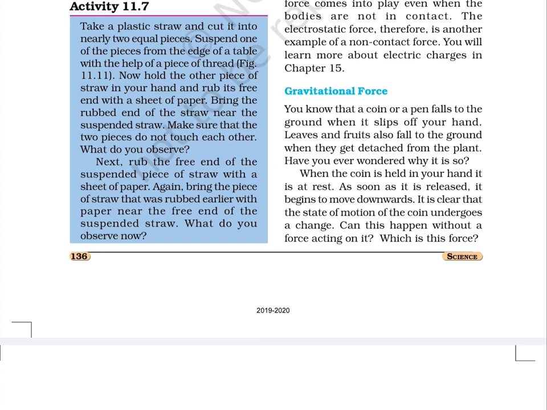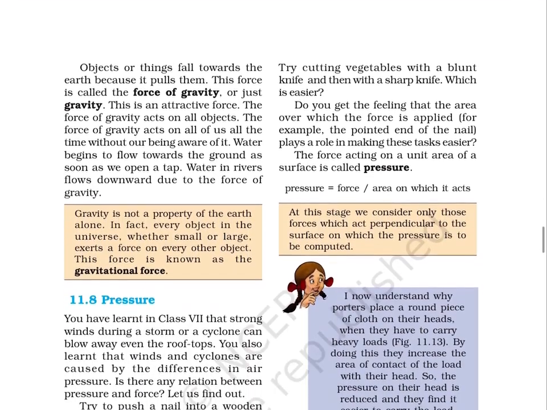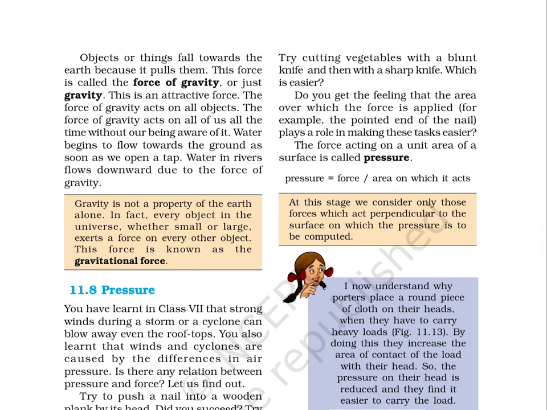Can this happen without a force acting on it? Which is this force? Page 137. Objects or things fall towards the earth because it pulls them. This force is called the force of gravity, or just gravity. This is an attractive force. The force of gravity acts on all objects. The force of gravity acts on all of us all the time without our being aware of it.